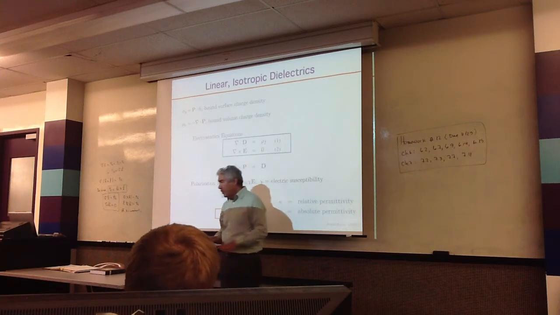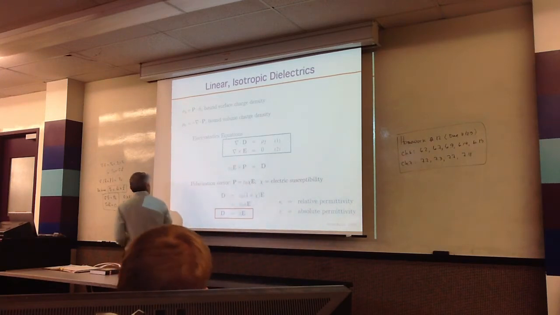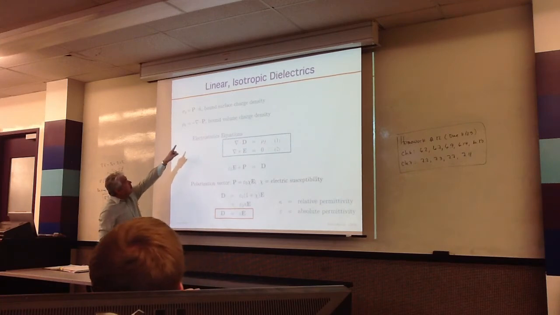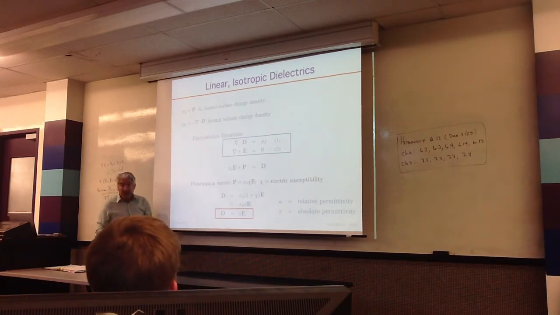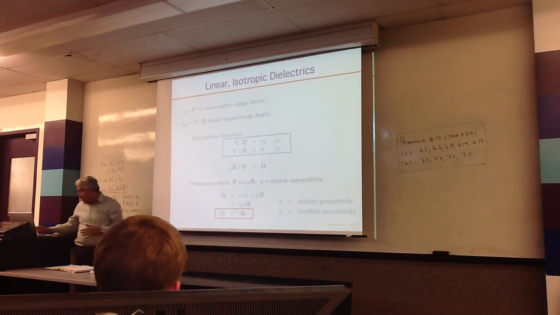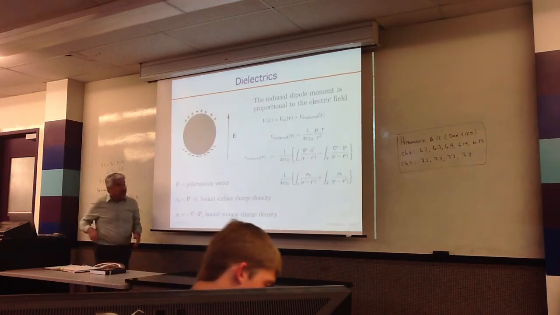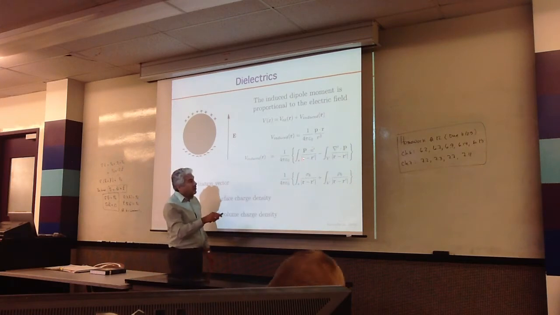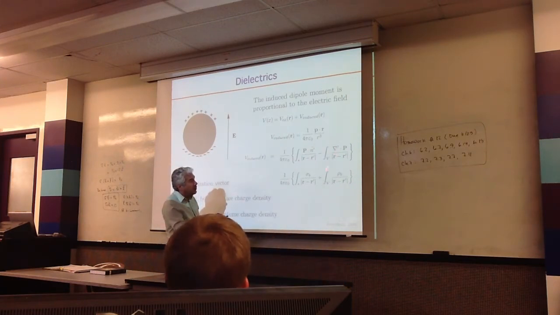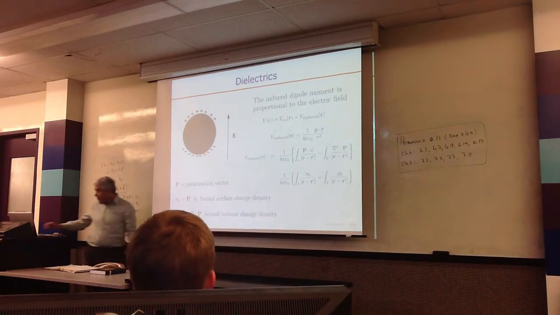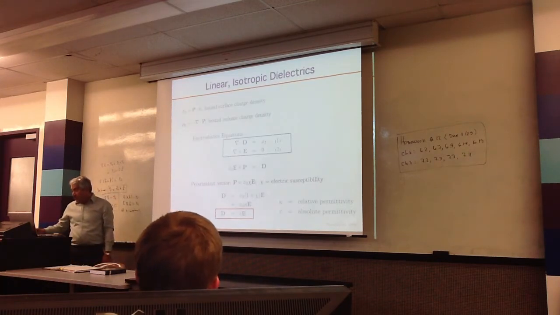Is that clear? So we have to use rho bound equal to minus del dot P and sigma bound equal to P dot n, because we treat the formalism in the same way as before. This is how we write it. I don't have to do these dot products. I can express it in terms of this. Okay? But it's due to the polarization.